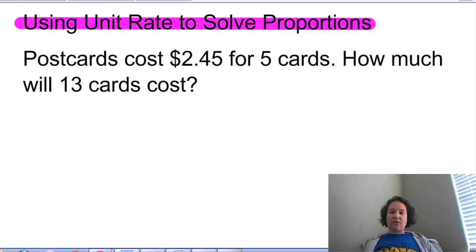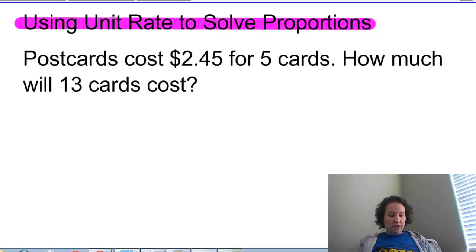The first way that we can solve proportions is to use unit rate. In this example, we know that postcards cost $2.45 for 5 cards, and we want to figure out how much it will cost for 13 cards. One way of doing that is figuring out how much it costs for 1 card, and then using that unit rate to figure out the cost for 13 cards. This is just like what we were doing in the video with unit rates.